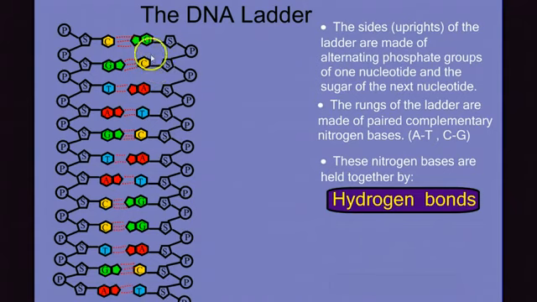And it's interesting because we know that hydrogen bonds are not strong bonds, so what holds the two sides of the DNA ladder, the two strands, together is actually a series of very weak bonds, and we'll see later why that's an important thing.